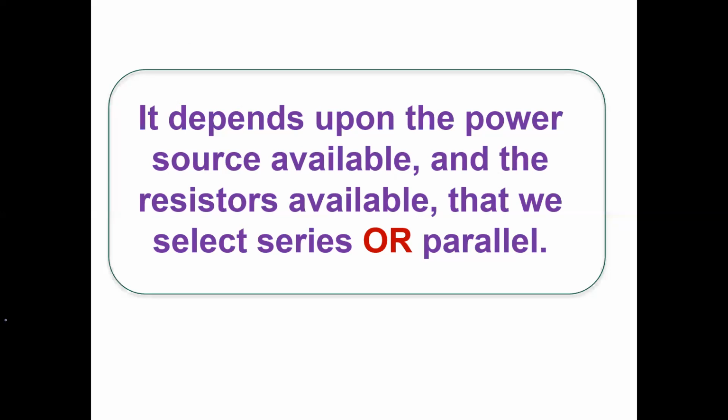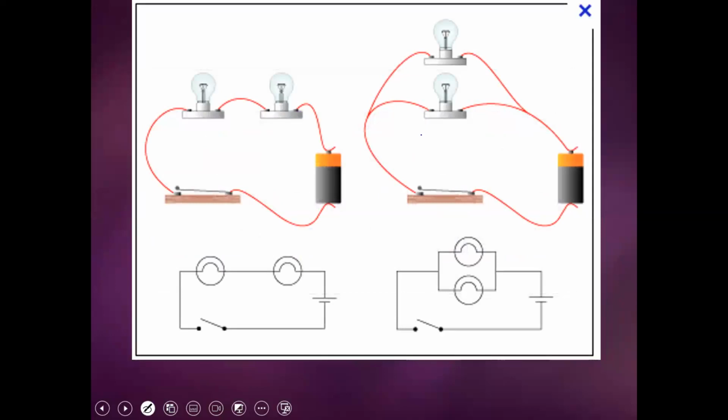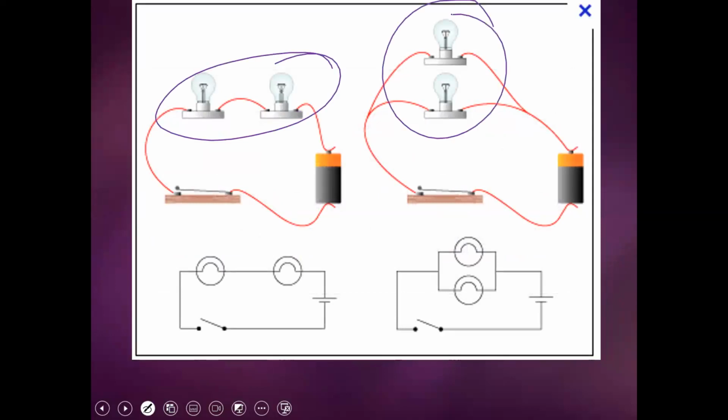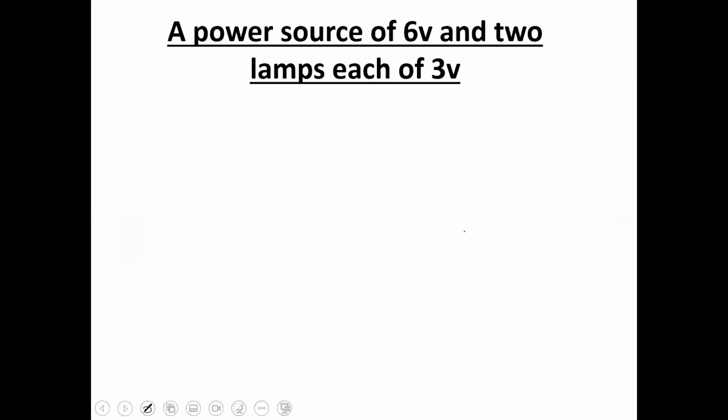Now, it depends upon the power source available whether you should select a series circuit or a parallel circuit. Look at this circuit. This is series, and look at this circuit. It is parallel. Examiners have a very strong demand to draw these circuits. Circuits are commonly coming in the paper.